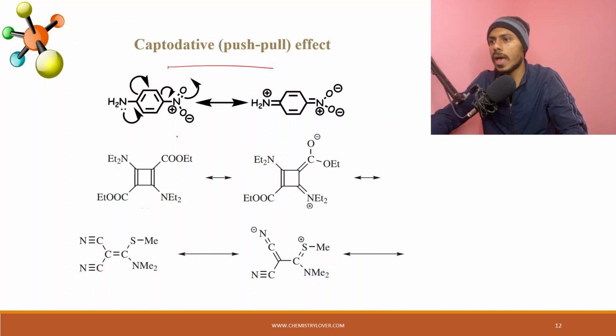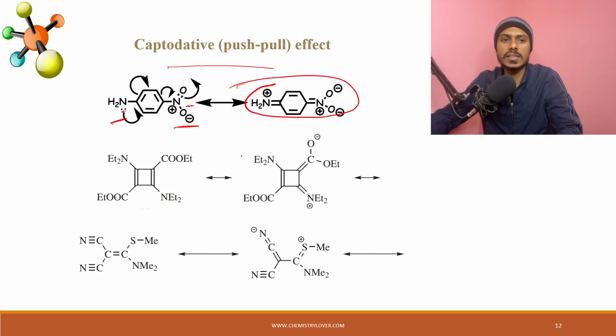So when you have a minus R group and a plus R group attached in the same pi conjugated system and they are conjugated, then there is an extended resonance. You can see from here to here there is an extended resonance, and this phenomenon is called the captodative effect.